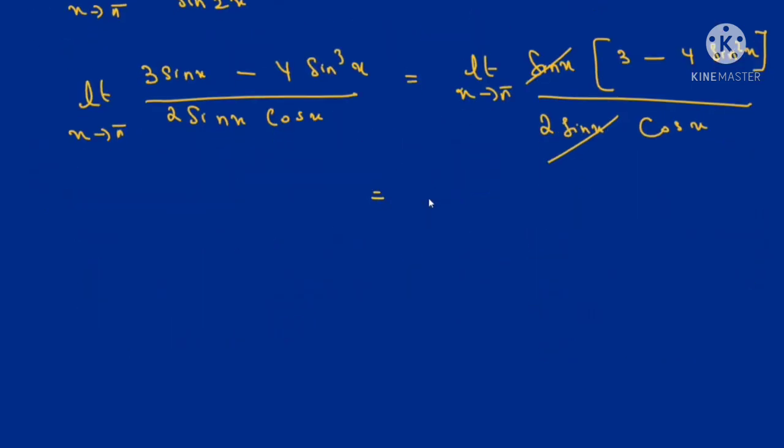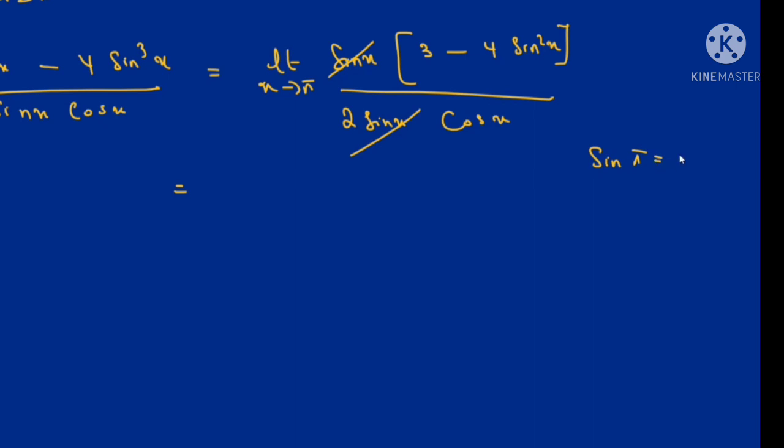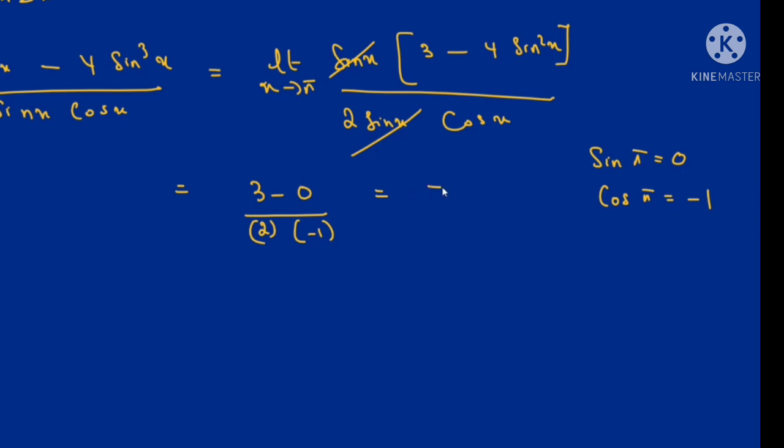Apply x is π. Sin π is 0 and cos π value is minus 1. So remember these two values. So it will become 3 minus 0 by 2 into minus 1, because cos π is minus 1. So the answer is minus 3 by 2.